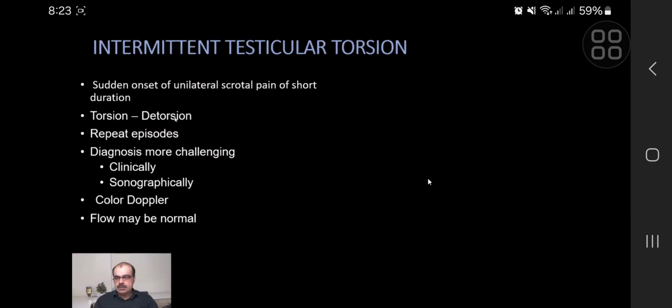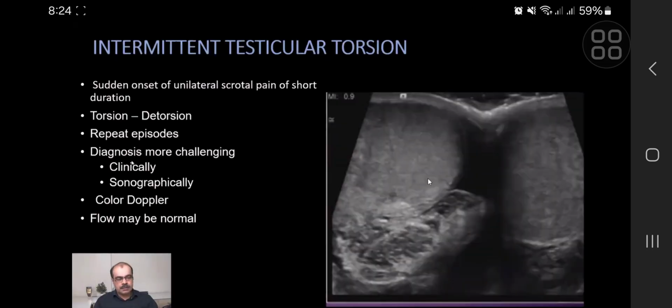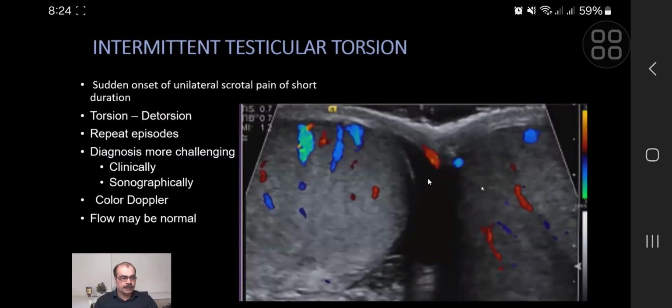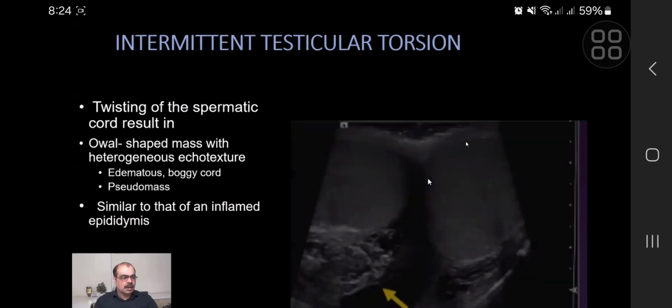But when you do a Doppler, the grayscale is not going to show much of anything. The only thing that can be seen is a swollen epididymis on the side of the partial torsion. And then on the Doppler study, there would be an interesting finding, and that is that the symptomatic side is going to show relatively increased flow compared to the normal side. And the epididymis is swollen, so it appears like an epididymitis.